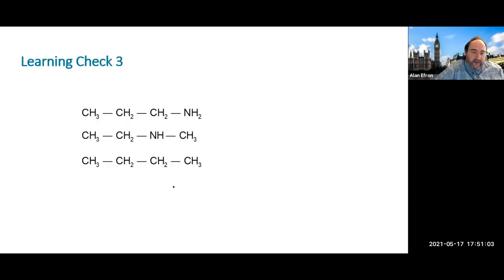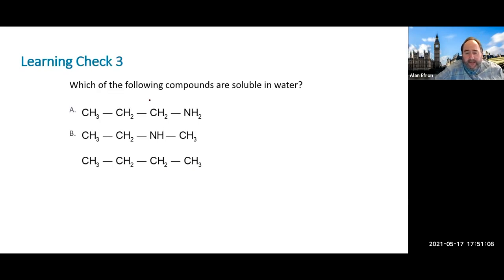So here, which of the following would we expect to be soluble in water? In this case, this is a primary amine. It has less than 6 carbons attached, so we would expect this one to be soluble in water. This is a secondary amine, which also has less than 6 carbons attached, two small groups. We would expect it to be soluble in water. Again, they both contain hydrogens that could hydrogen bond.